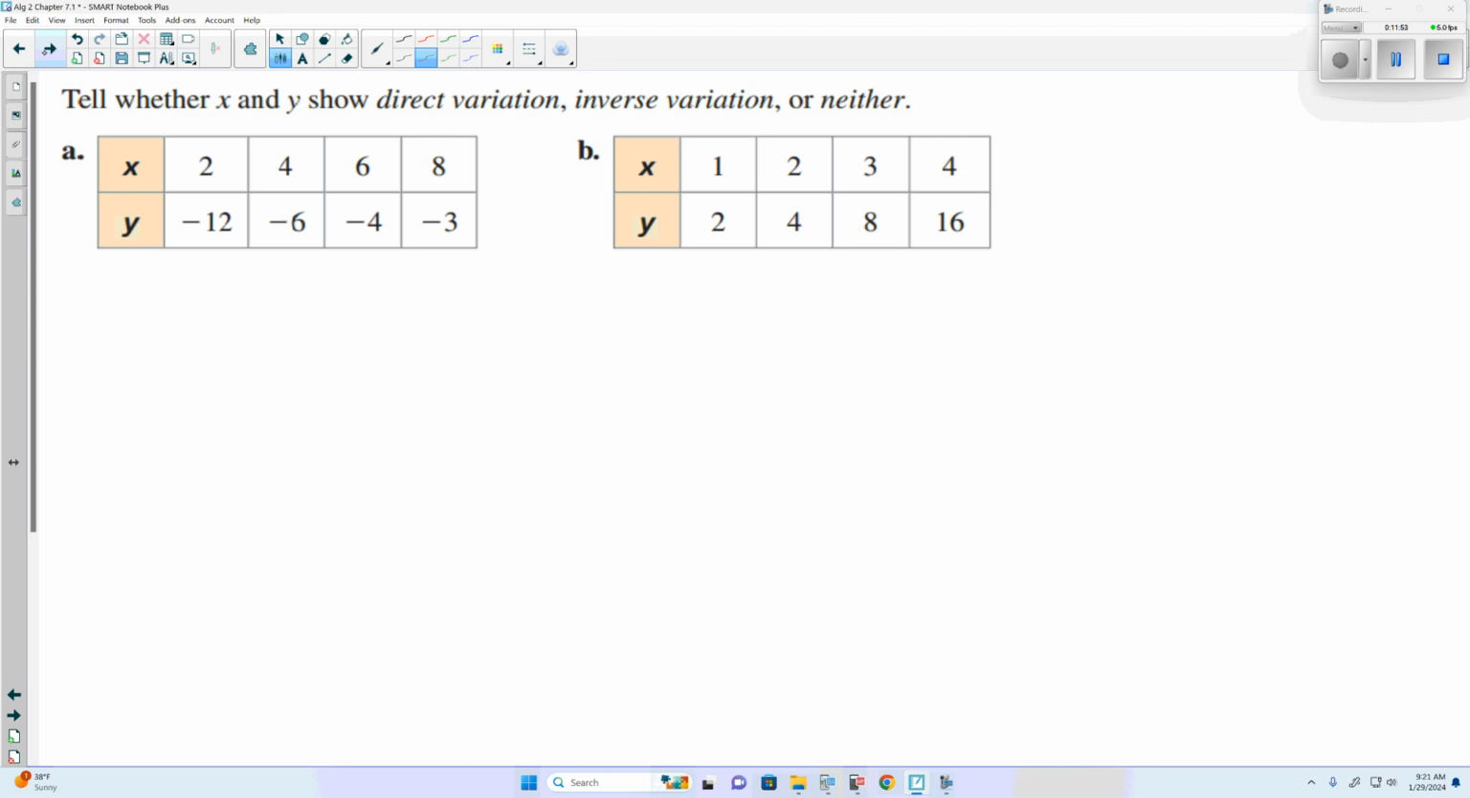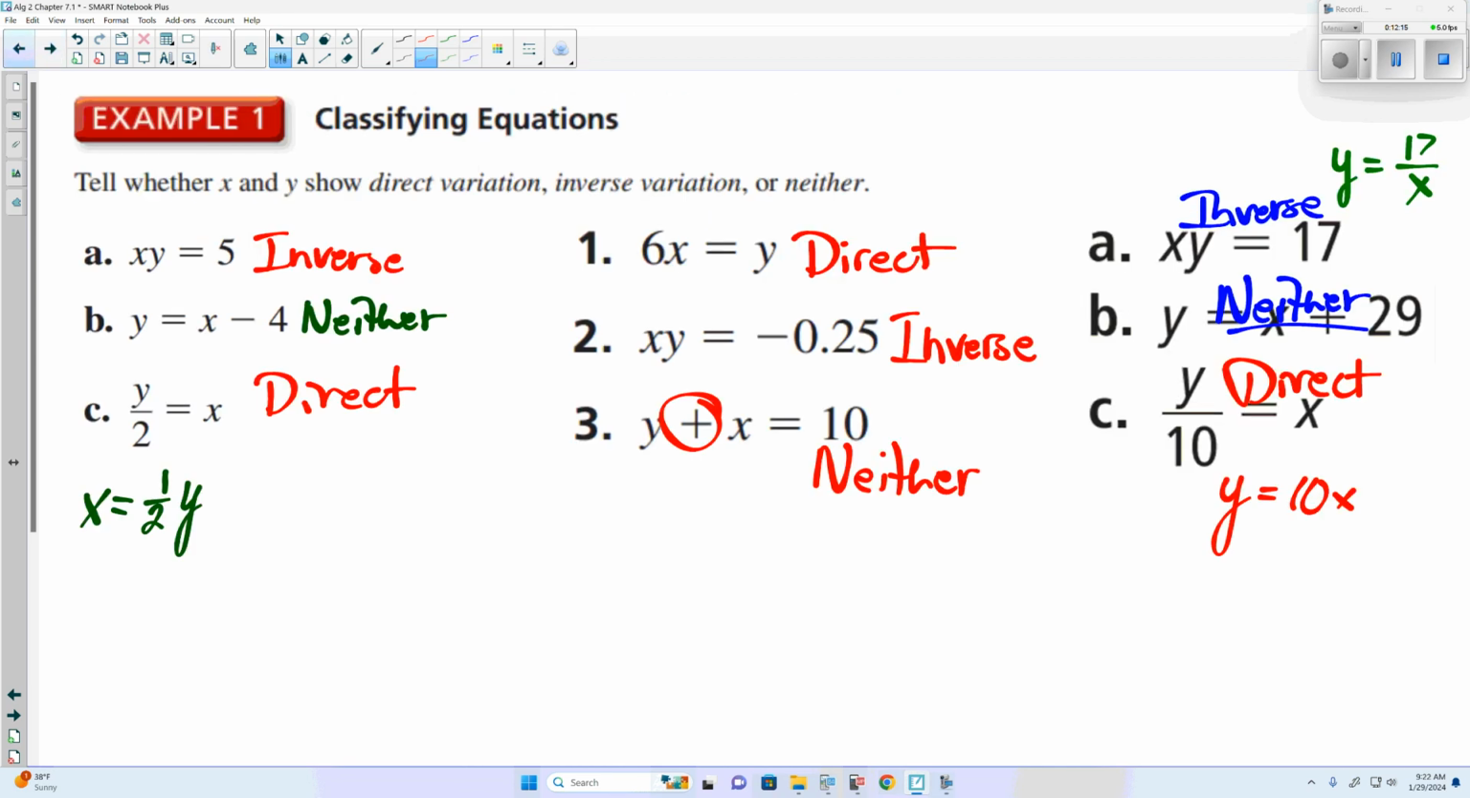Tell whether x and y show direct, inverse variation, or neither. Now, when I talked about direct and inverse variation, we said the amount that they vary is always constant. There's always a constant value of A. So the amount of change from one number to the next should always be the same. So we can go back over here.